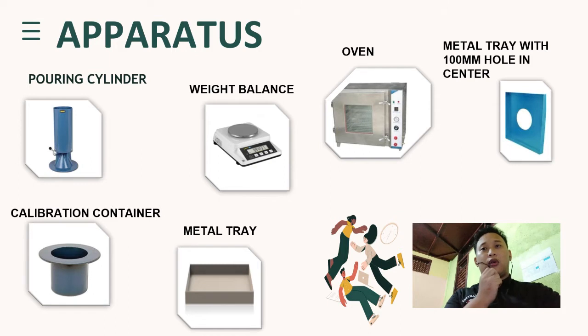In this slide, I want to talk about the apparatus of the sand displacement experiment. The apparatus is: one sand pouring cylinder, second the weighing balance, next an oven, next a metal tray with a 100 millimeter hole in the center, next a calibration container, and the last is a metal tray.